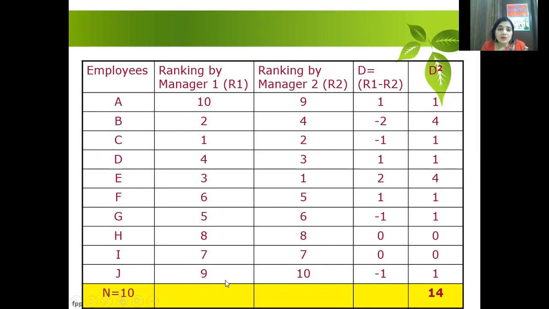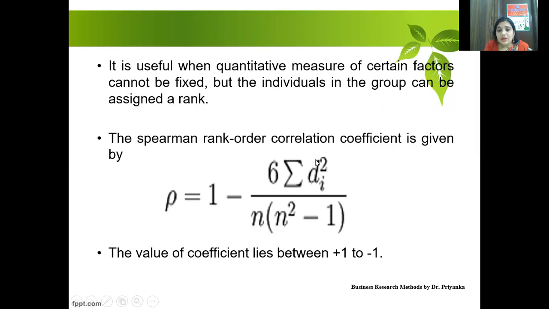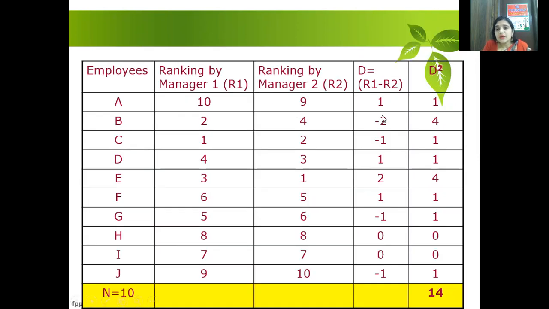J has the ranking of 9 by manager 1 and 10 by manager 2. So 9 minus 10 is again minus 1. So we'll be squaring these values now, because in the formula we are going to take d i square. That means every difference squared and then the summation. So here it is: 1 square is 1, 2 square is 4, 1 square again 1, 1, 4, 1, 1, 0, 0 and 1. Total comes out to be 14. So the sum of d square has a value of 14 and N has a value of 10.